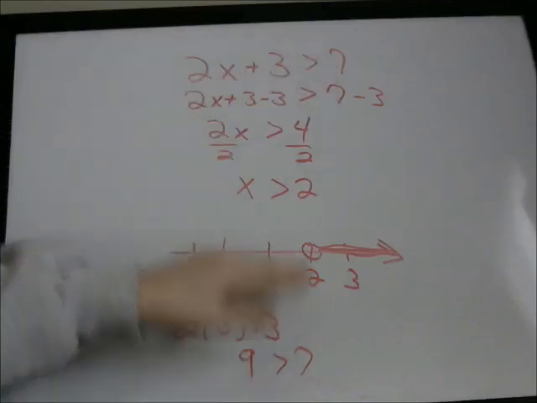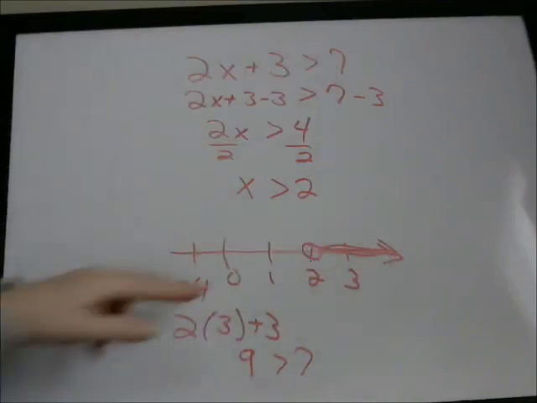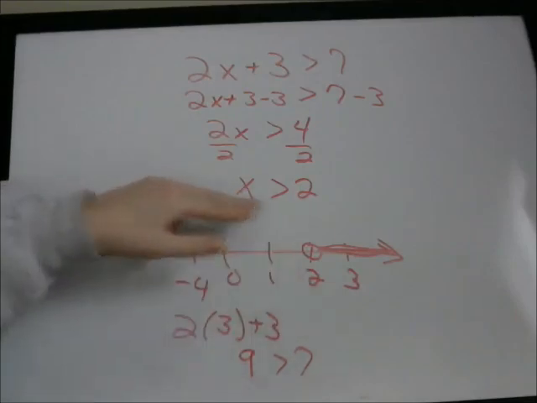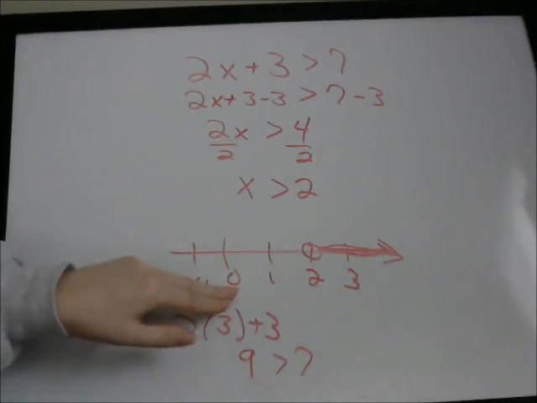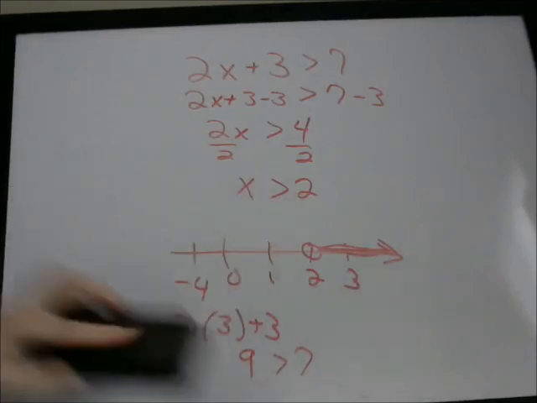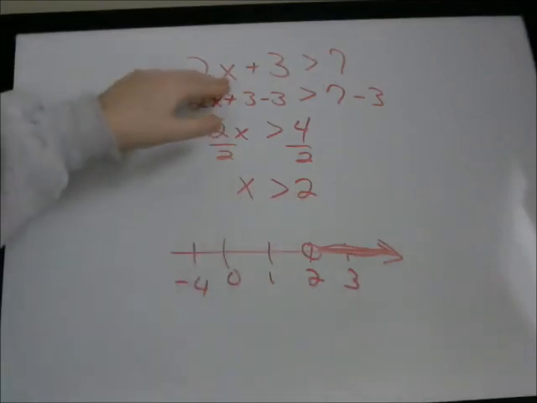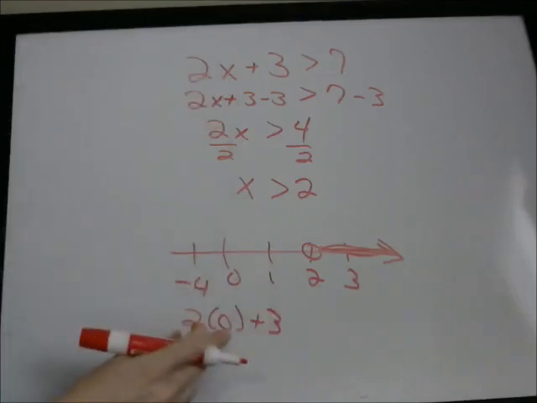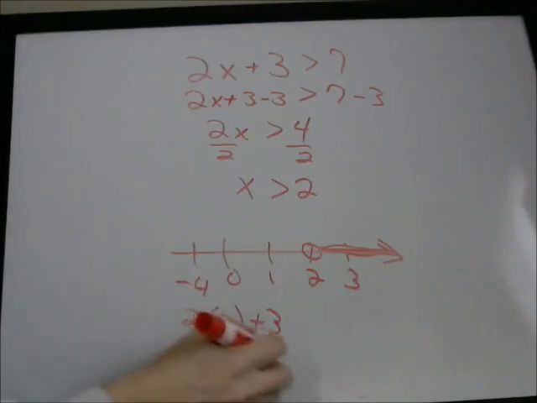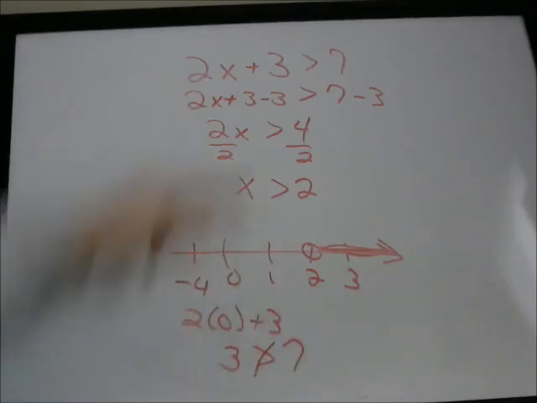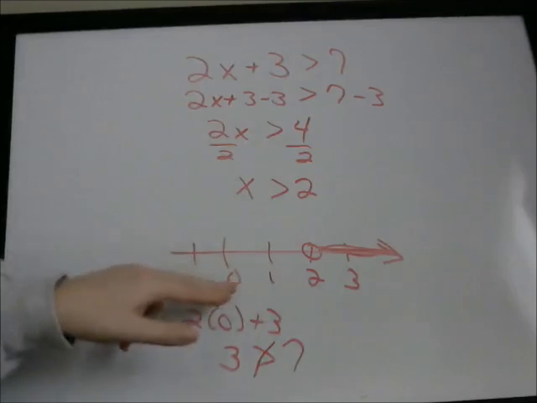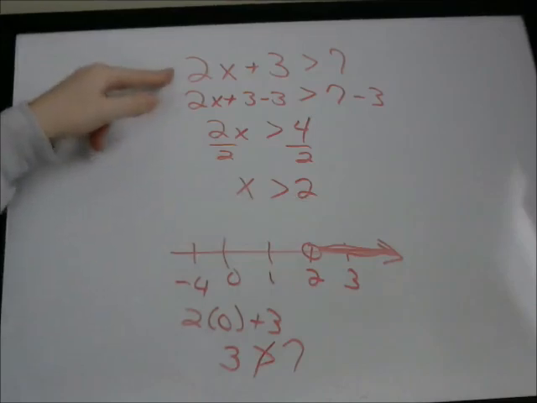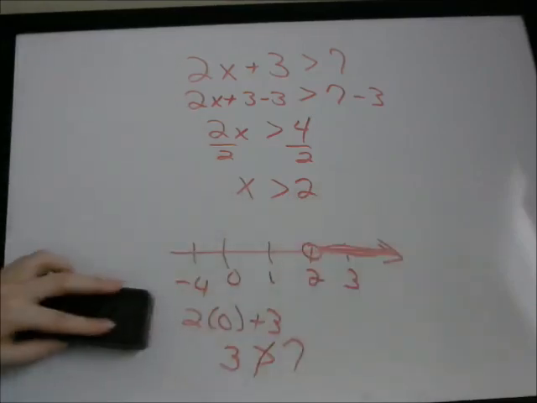So we know that this answer is right. Let's say we picked 0 for x. Again, x is supposed to be greater than 2, so 0 shouldn't work because 0 is not greater than 2. If we plug 0 in for the x, we have 2 times 0 plus 3. 2 times 0 is 0, plus 3. Well, 3 is not greater than 7, right? So this isn't right. Because x has to be greater than 2, the only values that will work in this inequality are those that are greater than 2.